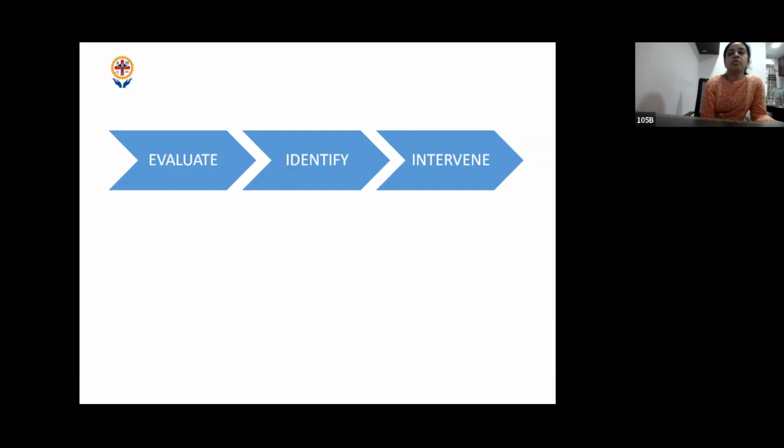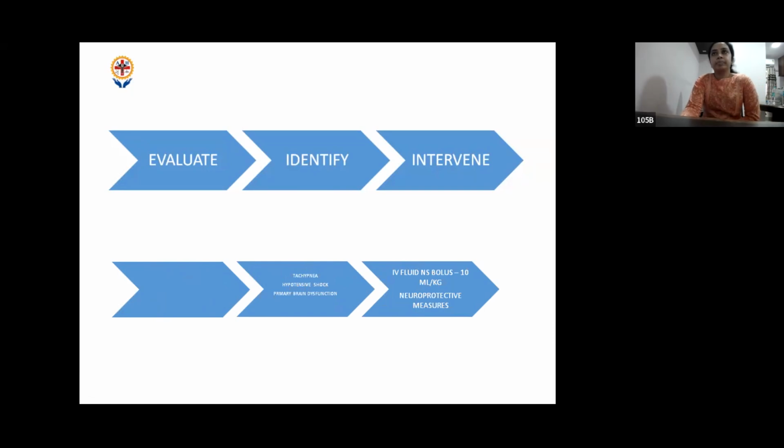So what intervention do you want to do here? Airway and breathing are already taken care of. Now I would like to start the child on a fluid bolus for hypotensive shock, and also I would like to take neuroprotective measures.